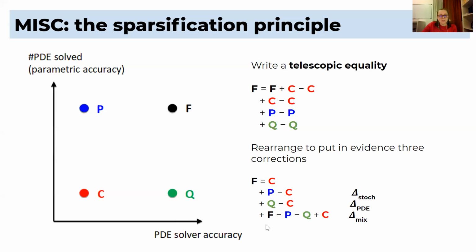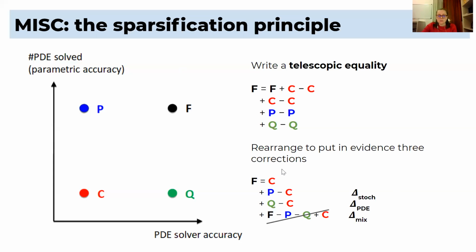And then hopefully, we neglect the mixed correction. So of course we lose a bit in accuracy, but hopefully this mixed correction is small. And neglecting this mixed correction allows us to neglect actually the expensive thing to compute, no? So we lose a bit of accuracy, but we gain in computational efficiency.